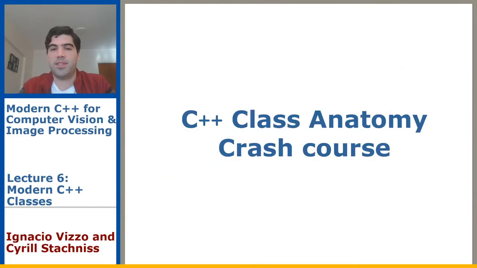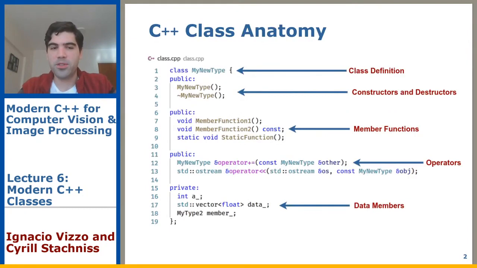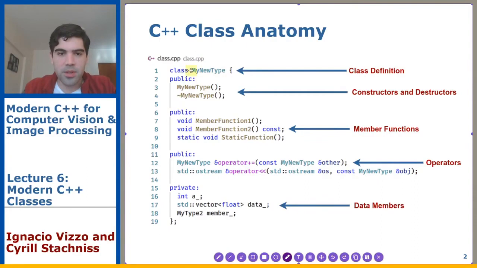So let's see a crash course on anatomy. Let's highlight some stuff. This is where you define the new type with the keyword class or struct, which is the same. This special function that has the same name as the class is called a constructor, and destructors. This is how you create members of this class or how you destroy them. There's also something called member functions, which are basically all the functions defined within the class. And you can also define operators. When you define your own operators, you give a high level usage to this class. We will see some examples later on.